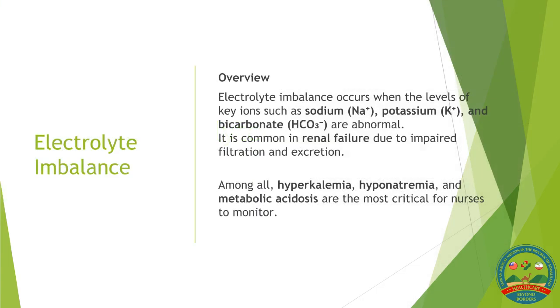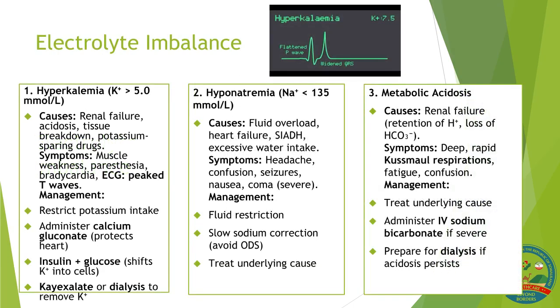Electrolyte imbalance happens when the levels of key ions, sodium, potassium, and bicarbonate, become abnormal. This is very common in renal failure because the kidneys can't filter and excrete properly. Among all, hyperkalemia, hyponatremia, and metabolic acidosis are the most critical for nurses to recognize early and monitor closely. Let's review the three most common electrolyte problems in renal failure.